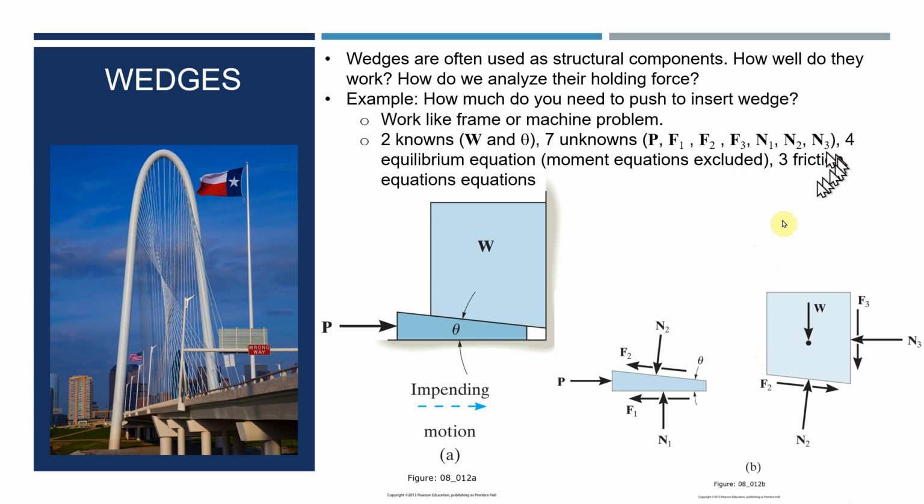So 7 unknowns, 4 equilibrium equations, 2 force equations, 1 for each block, so that's 4 equations, and then 3 friction equations, 1 for F1 and 1 for F2 and then 1 for F3.